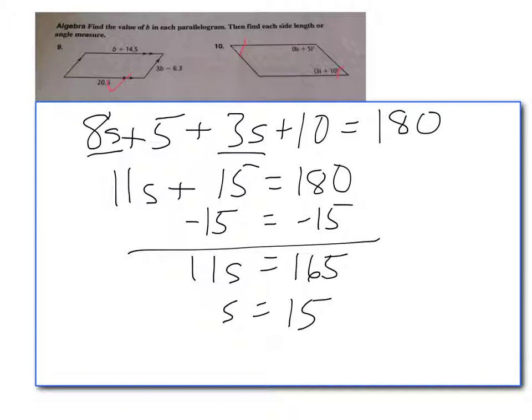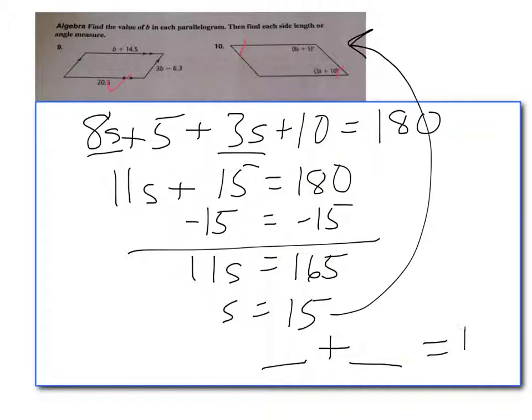You do want to take that 15 back, plug it in for s, and find those two angle measures to check and make sure that those two angle measures, when added together, will give you 180. That's your check that we've done everything correctly, but I'll leave that to you.